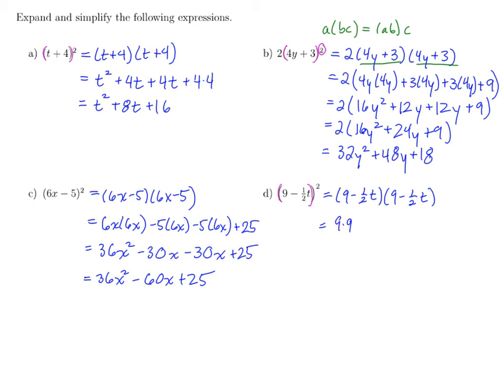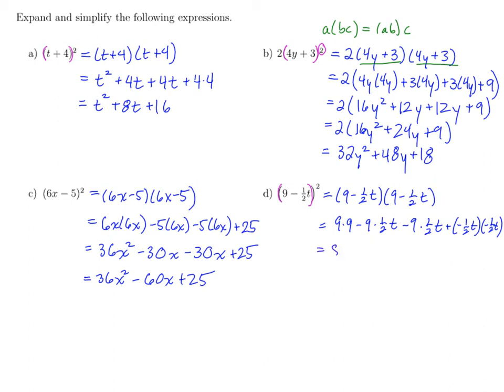And then my outside, I have 9 and then negative 1/2 t. So I'll have minus 9 times 1/2 t. And then I'll have the same thing for the inside terms. I'll have minus 9 times 1/2 t. And then those last terms, when I multiply them, are going to be negative 1/2 t times negative 1/2 t. So I can do plus negative 1/2 t times negative 1/2 t. And note that the multiplication of those two negatives will become a positive. So I could change it at that point if I really wanted to.